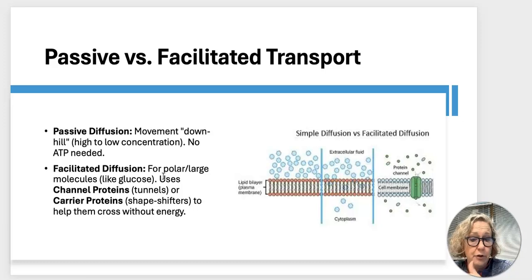Facilitated diffusion, this is like SGLT. You need a buddy, you need a friend. It's for larger molecules like glucose, usually using channel proteins like tunnels or carrier proteins. So you've got to have somebody moving you along. Passive is just, it goes right in there, right? Here, you've got to have a channel protein or something because you're too fat to just go in here, or you're not a lipid.